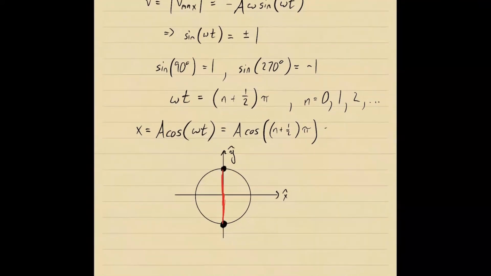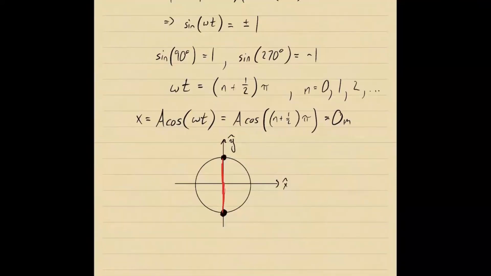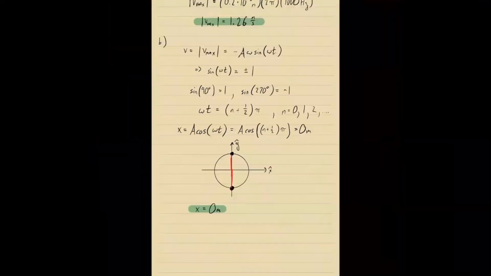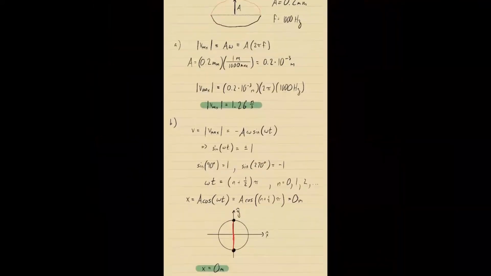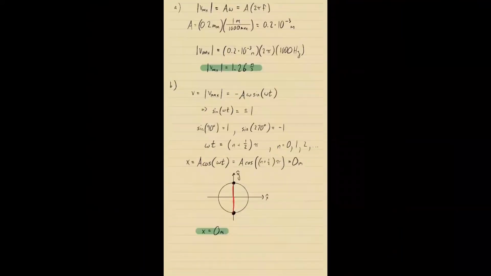So what this is saying is that the place where this diaphragm moves the fastest is when it's going through its equilibrium position. Whenever it's going from one side and trying to get back to the other, as soon as it crosses over this equilibrium position, that's where it's moving the fastest.